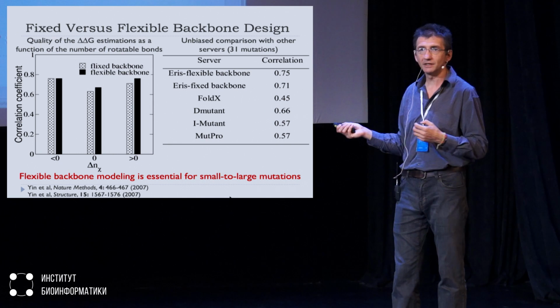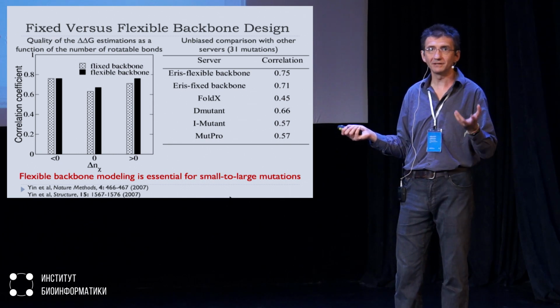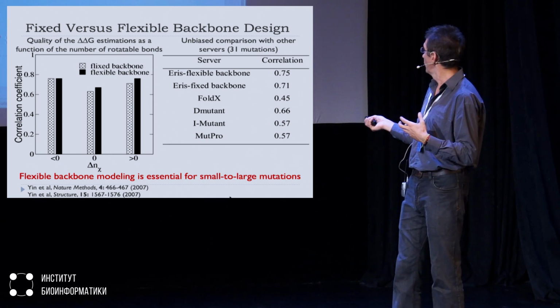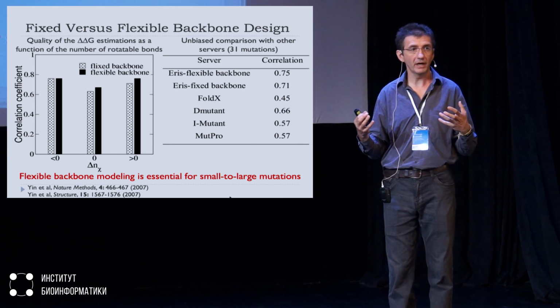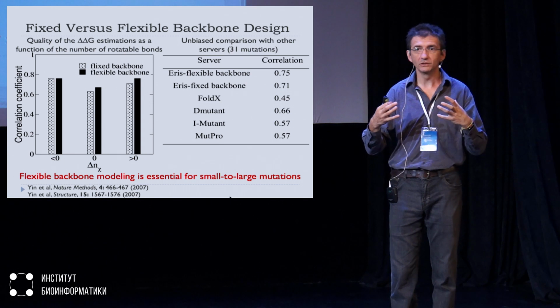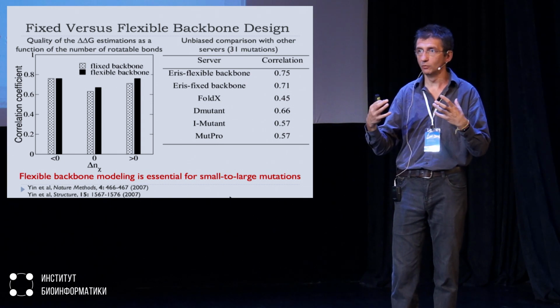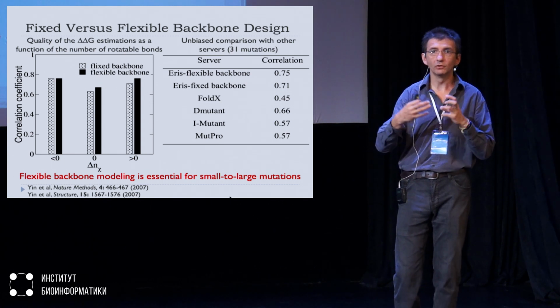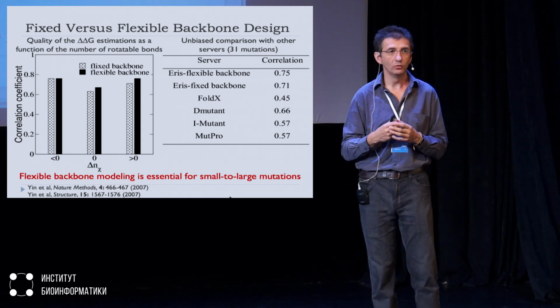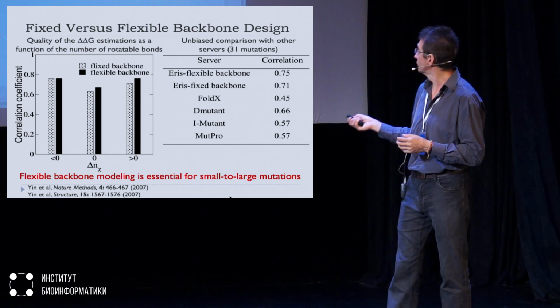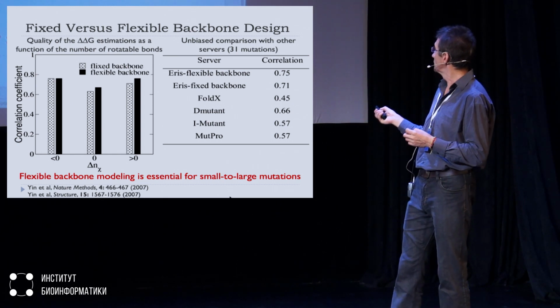But as soon as you start substituting small amino acids with large ones, those tools would not perform well because they deal with a rigid backbone. The backbone of the protein is not allowed to move. What we were able to do is relax the backbone so it can actually adapt to a new sequence. Because of that, the performance of the algorithm became much higher.